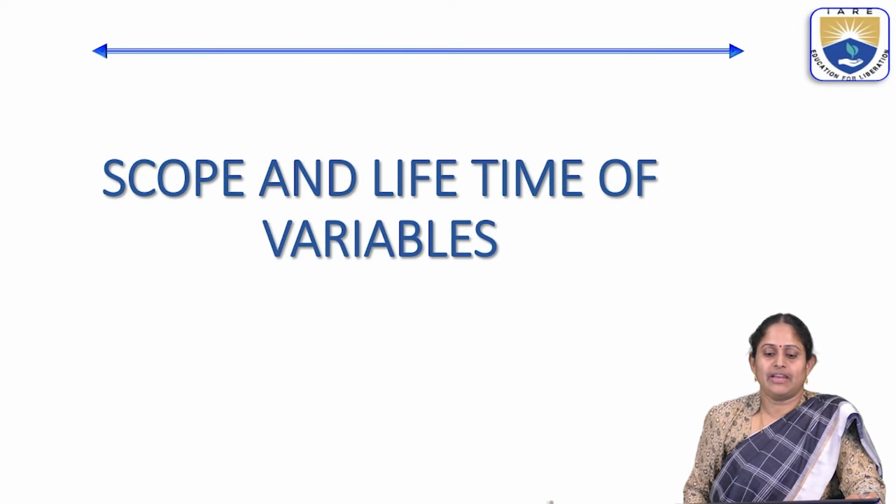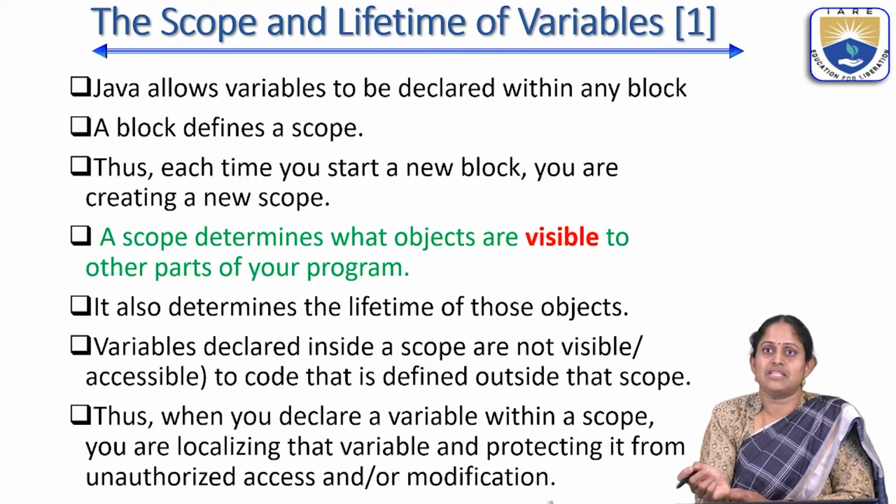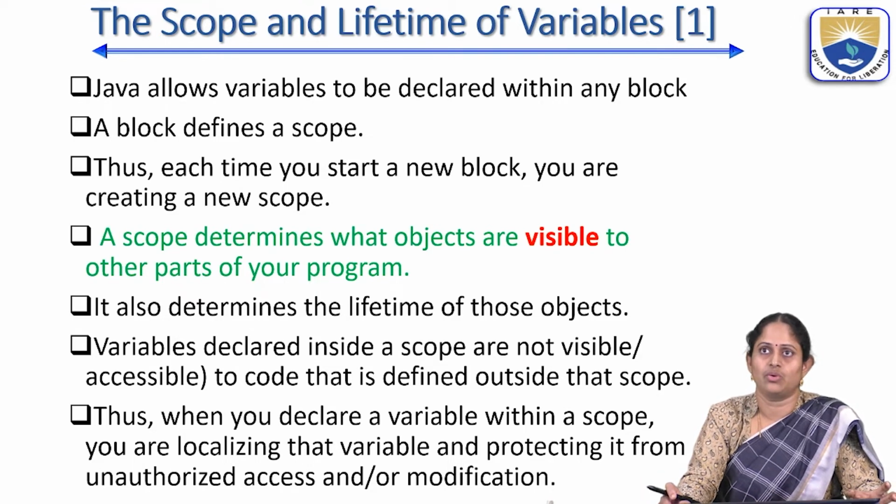Next is scope and lifetime of variables. So the scope is something which determines the visibility of the program.